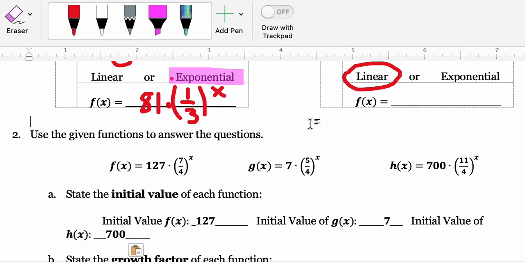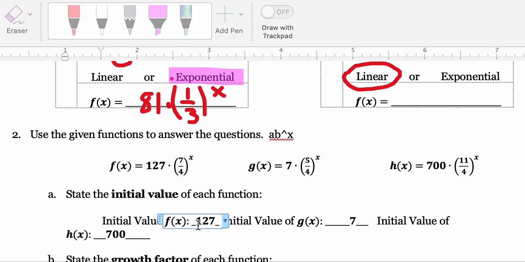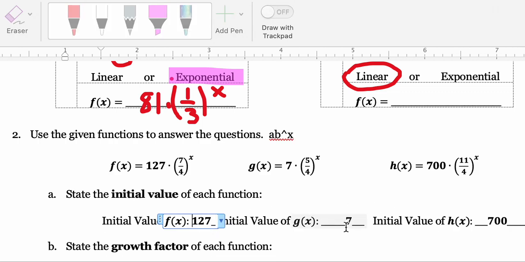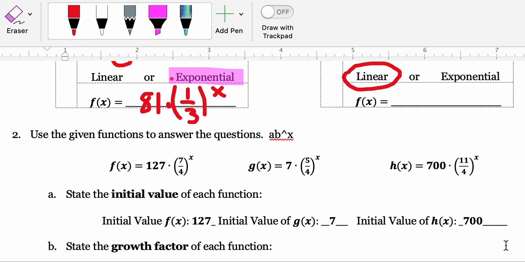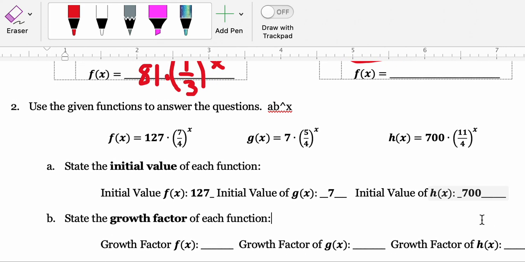Remember, the formula is a times b to the x, and our a is our initial value, our b is our growth factor, and our x is our amount of times that it's happening. I'm also going to put up the answer key online so you'll be able to see it. I just wanted to go through it so you can see what I'm talking about.